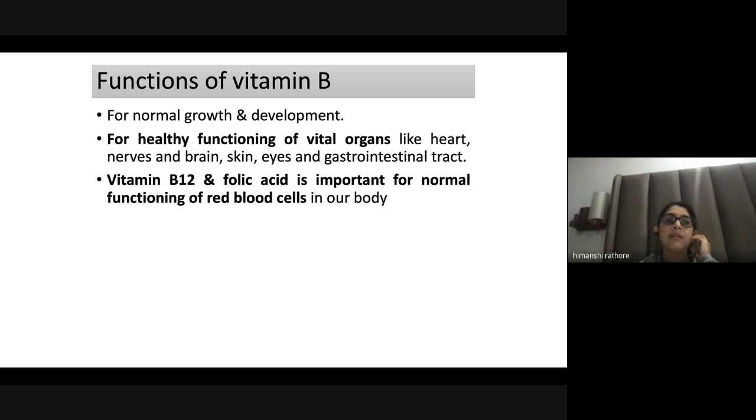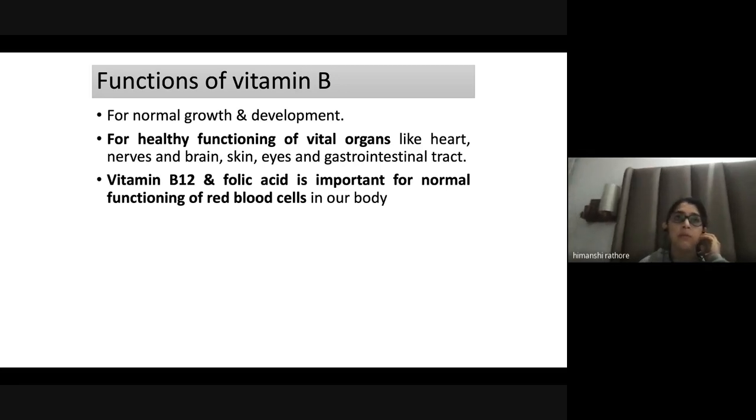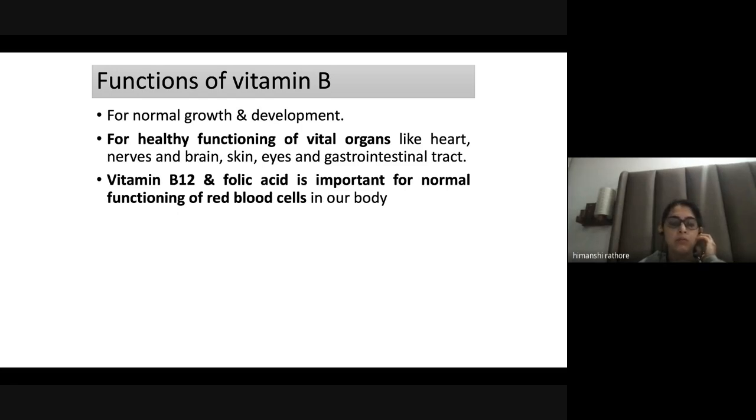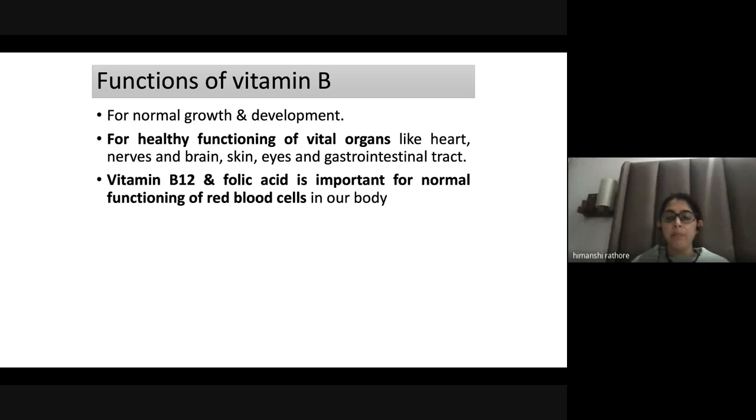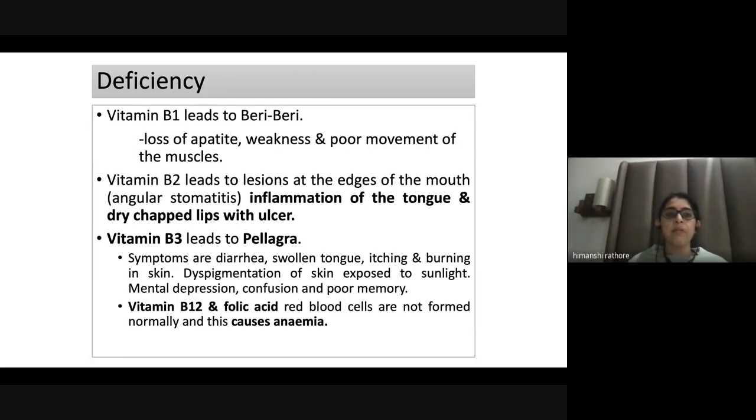So folic acid supplementations are given to pregnant women during all the trimesters, trimester 1, 2, 3. During all three trimesters, the supplementations are given by government schemes. There are Anganwadis, there are self-help groups in which these supplementations are distributed by the medical staff. So it is very important for our body. Then we have listed the deficiencies of these vitamins here in this slide.